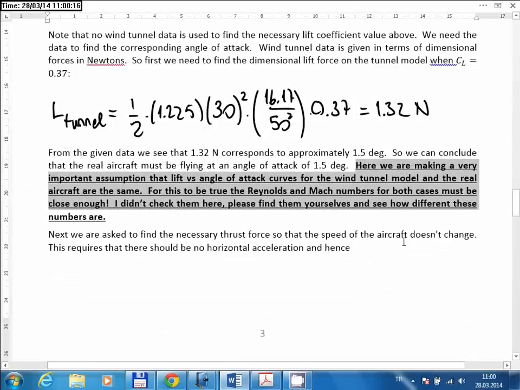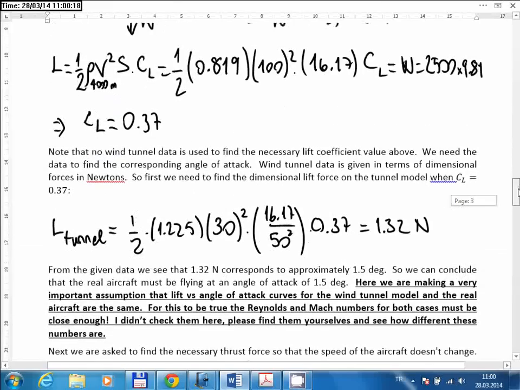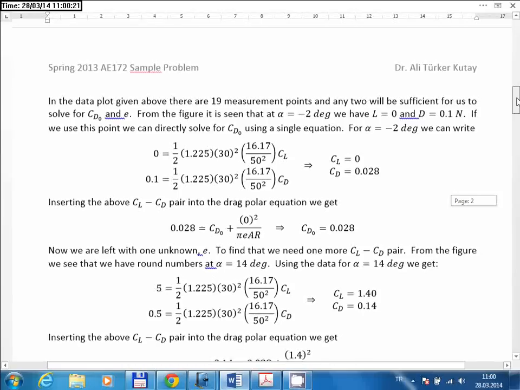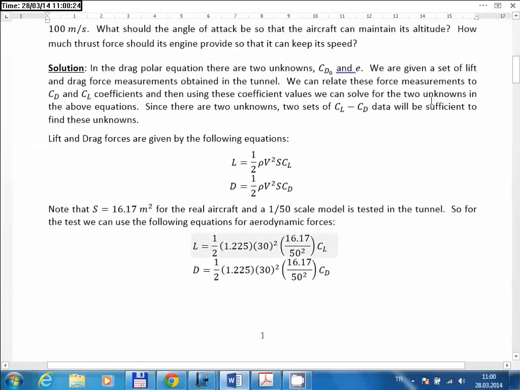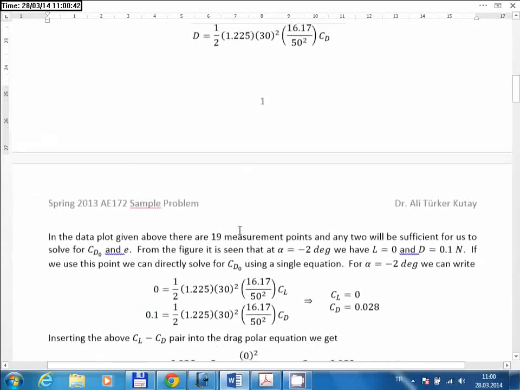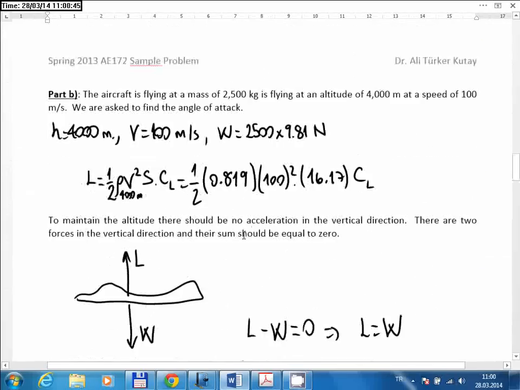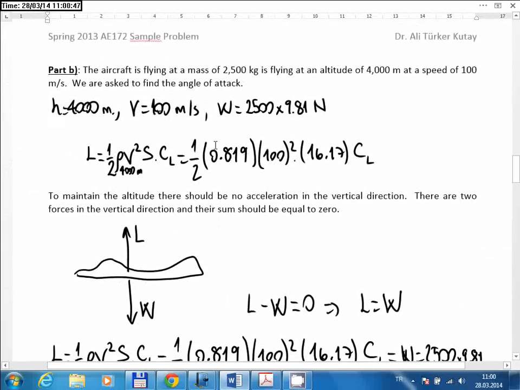Okay, so let's start talking about the standard atmosphere. I don't know if you paid attention, but in our aerodynamic equations, we have the air density value. In the previous problems, I was using this number, 1.225. This is the average density value of the air at sea level. But in the problem, a different value was used. It was 0.82, and this is the average air density value at 4,000 meters altitude.